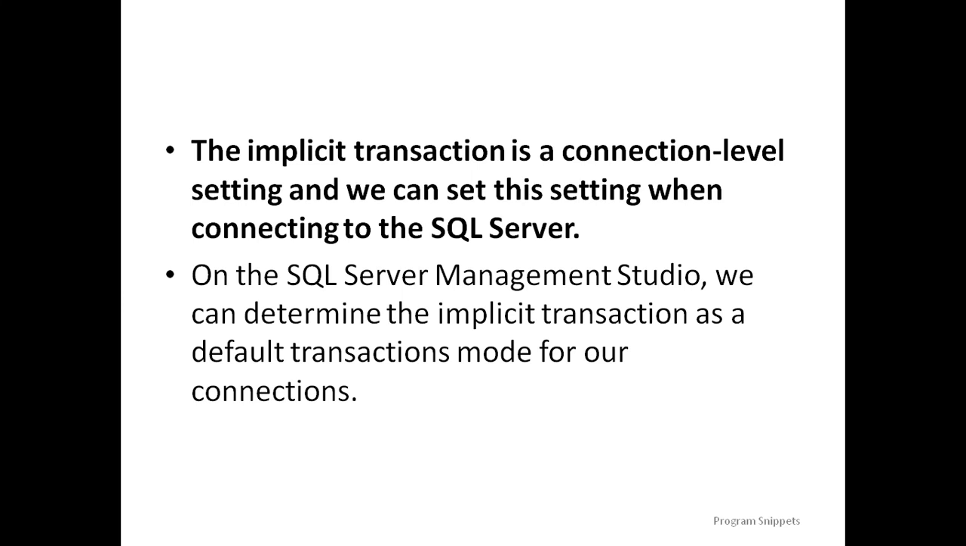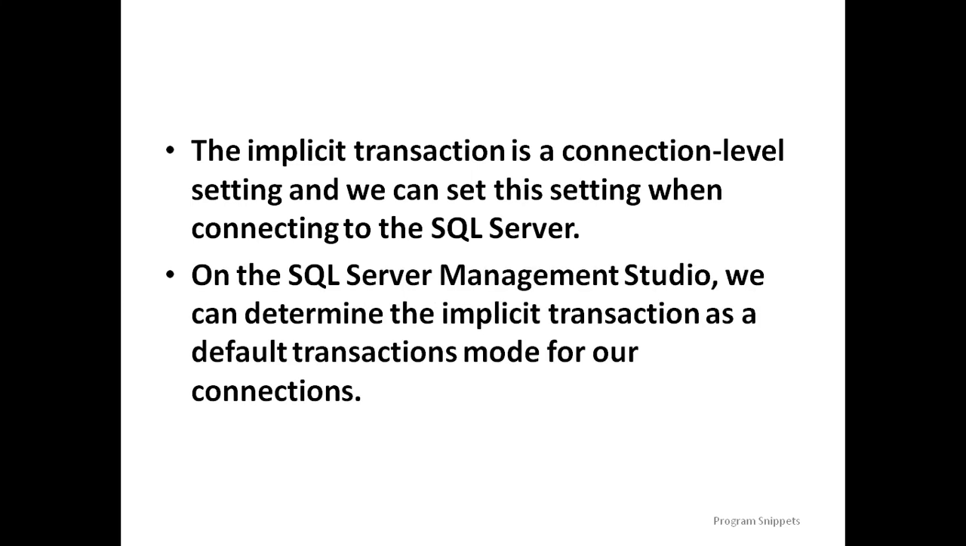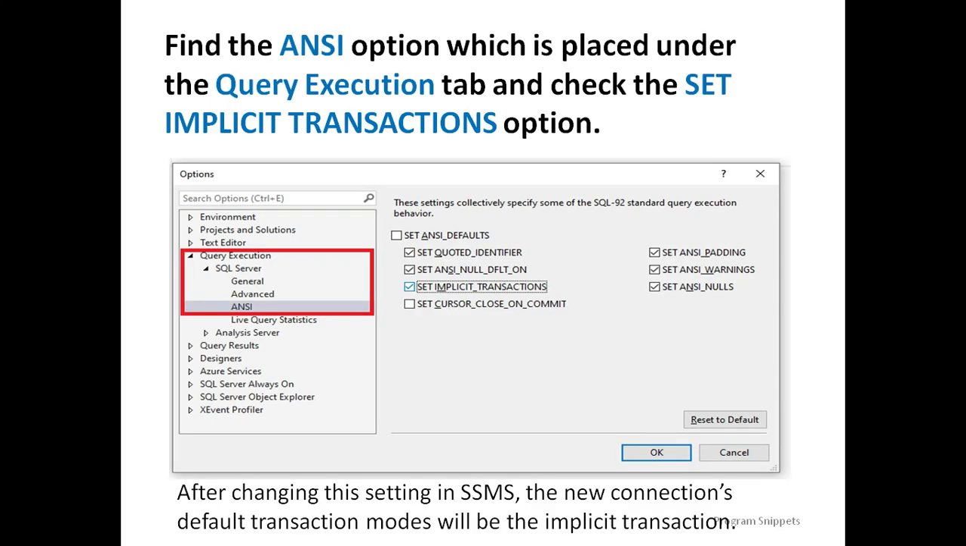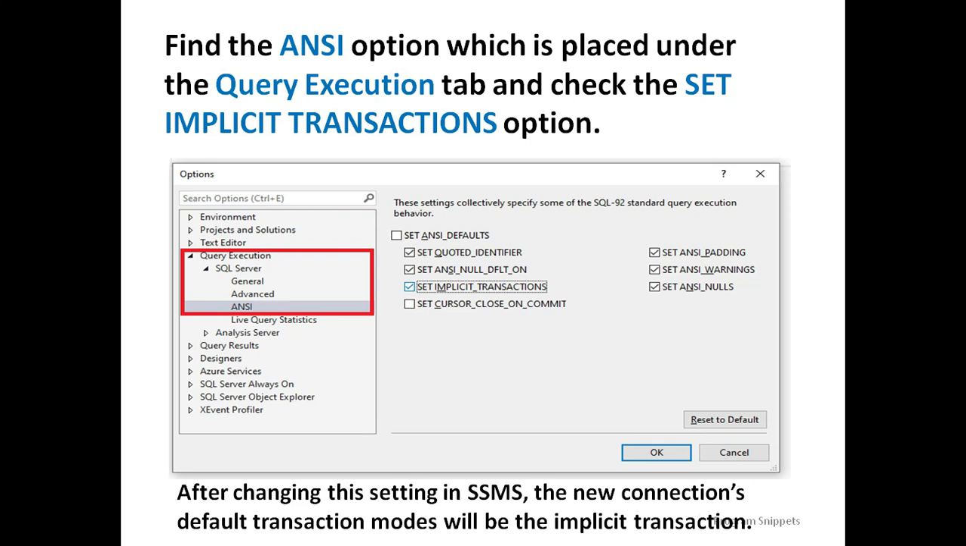The implicit transaction is a connection level setting, and we can set this setting when connecting to the SQL Server. On SQL Server Management Studio, we can set implicit transaction as the default transaction mode for our connections. First, click on the Tools menu and from there select Options. Then find the ANSI option, which is placed under Query Execution, and check the SET IMPLICIT_TRANSACTIONS option. After changing this setting, SQL Server Management Studio sets the default transaction mode of new connections to implicit transaction.